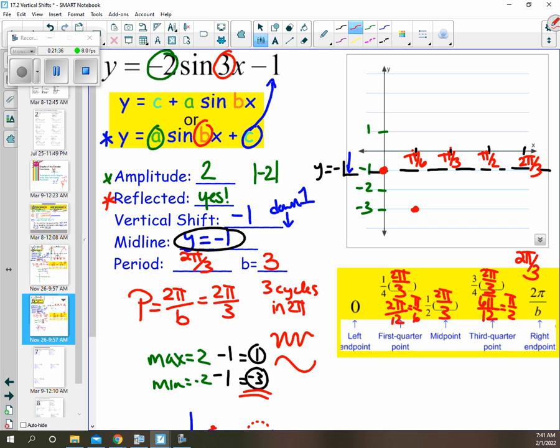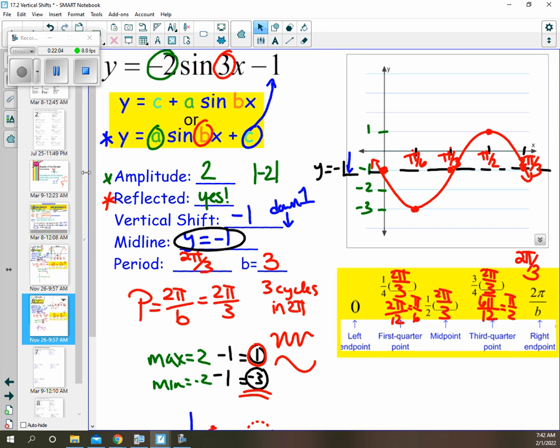Okay, so where does it go from the min? It goes back to the middle always. And then it goes to the max, because remember it's reflected. So at pi over 2, we're going to go up from that middle. Now remember, we said our maximum is going to be at 1 now because the graph shifted down 1. So it's still going to be 2 above the middle, but that's going to be a positive 1, and then we're back to the middle at 2 pi over 3. So we're going to connect with a nice, smooth, continuous curve here. And we have our nice reflected sine graph.